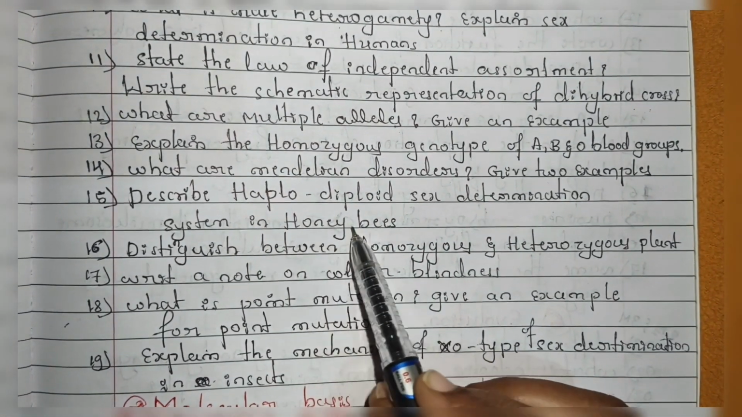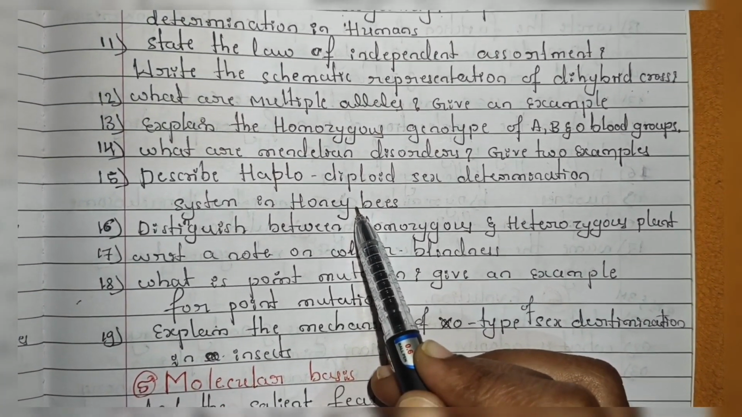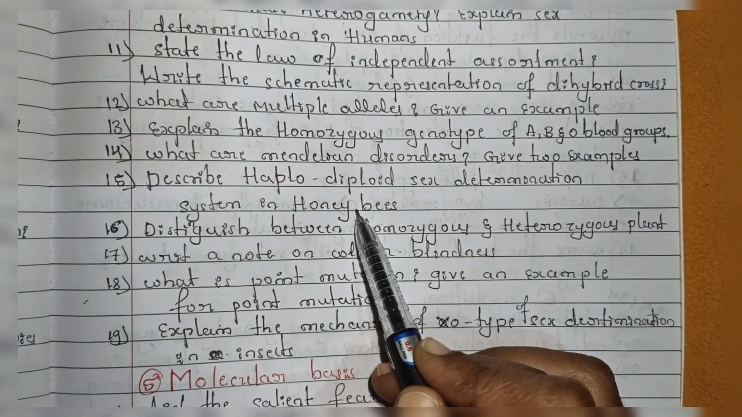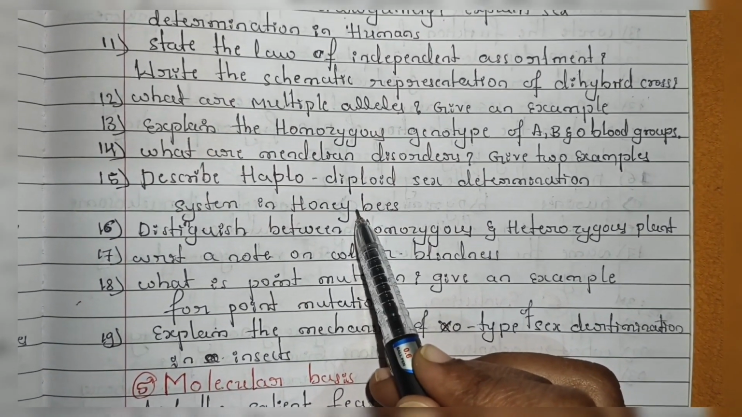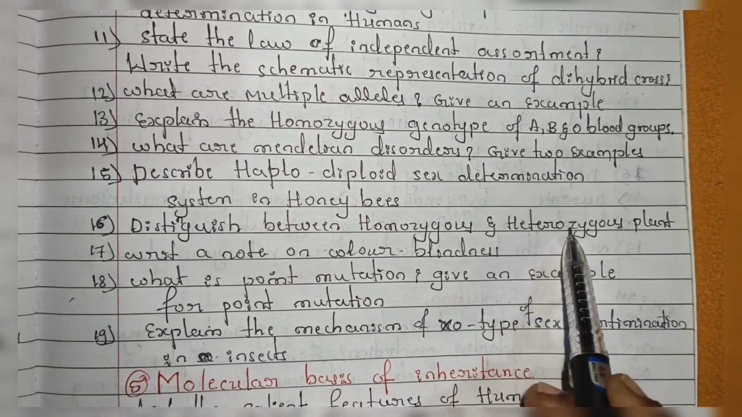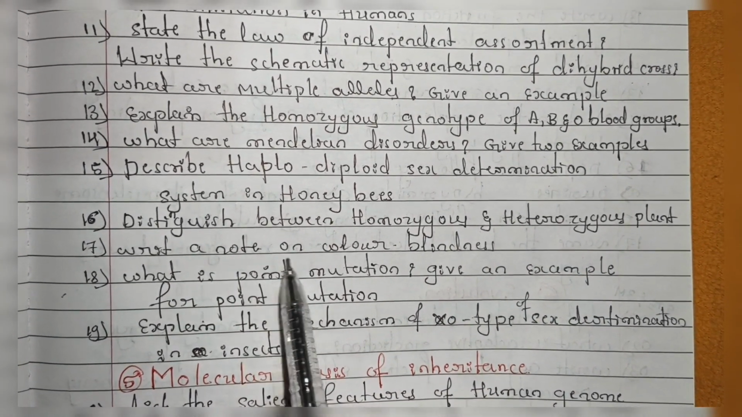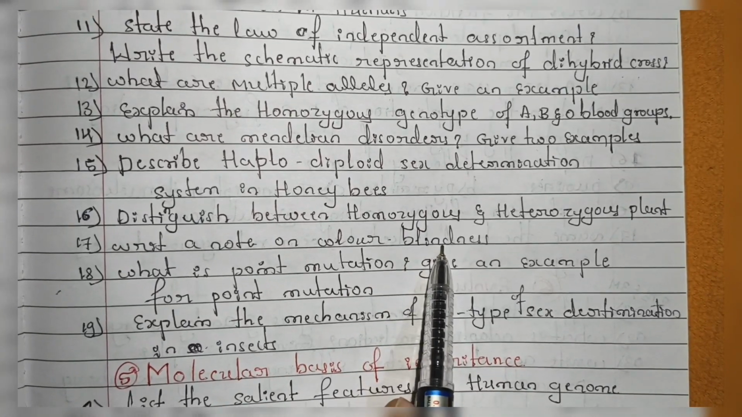This is sex determination in honeybee. So you know very well how the worker bee is formed, how the drone is formed, how the queen is formed. You have to write that. And the next, 16th one is, distinguish between homozygous and heterozygous plant. And the 17th one is, write a note on color blindness.